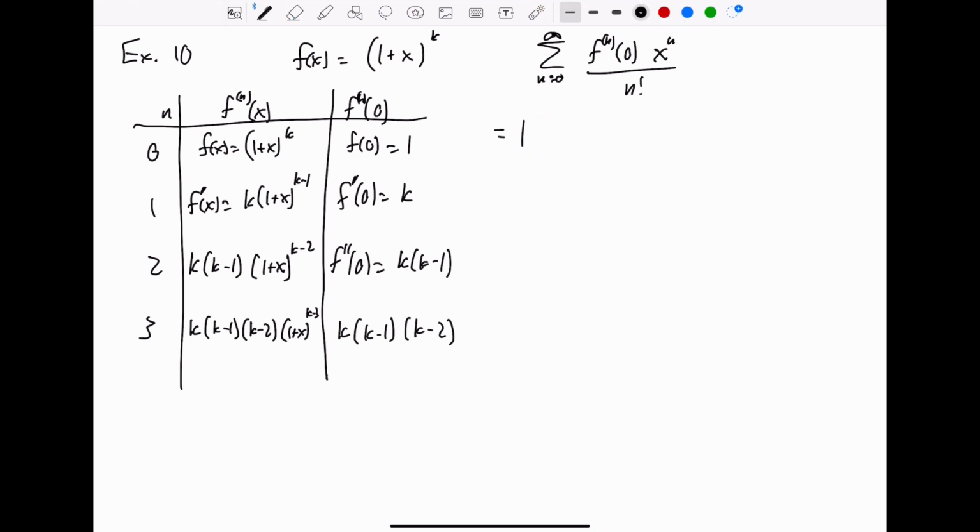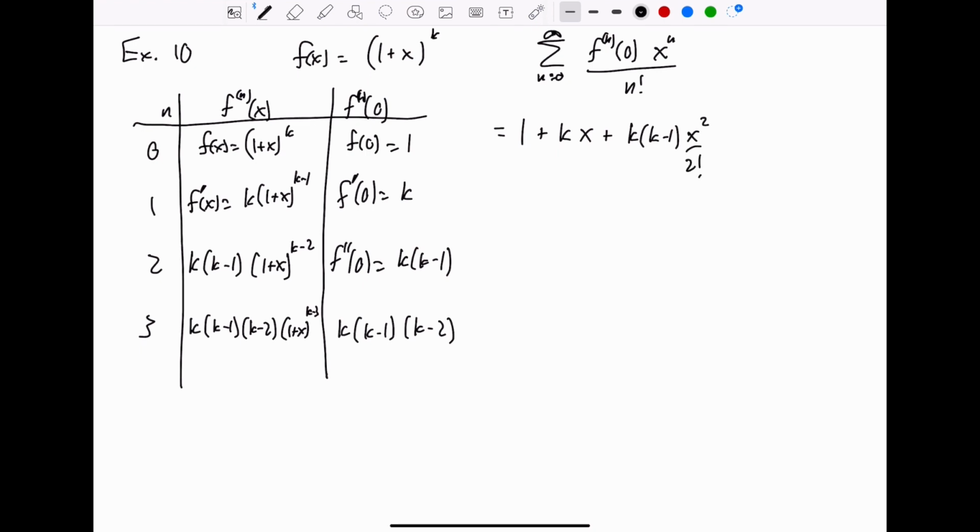Now let's look at the n equals 1 term. When n equals 1, we take the first derivative evaluated at 0, that's k. We're going to write k times x to the first over 1 factorial, which is just k times x. Now we take the second derivative evaluated at 0. This is the n equals 2 term. So we'll have k times k minus 1 times x squared over 2 factorial.